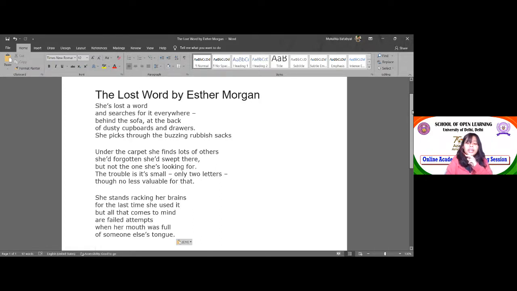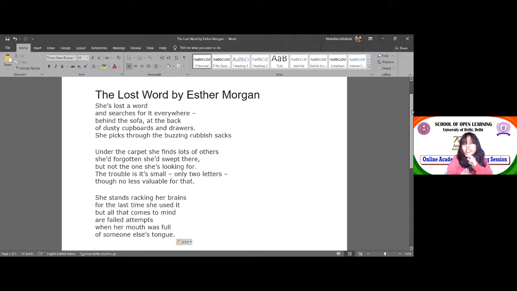But she did not find the one she was immediately looking for. The word that she just lost. And the trouble was, like the problem was that it was small. So imagine if a small pair of earrings gets lost, then the problem is that it's very small, so you can't really find it. But it is not that it's not valuable. Like it can be a very small pair of diamond earrings, so it's very valuable.